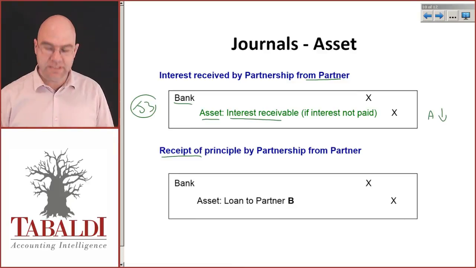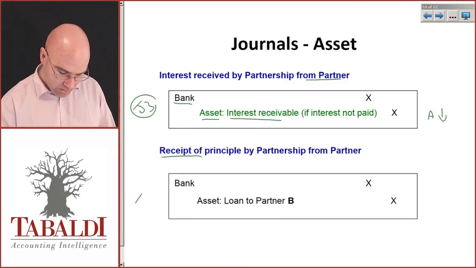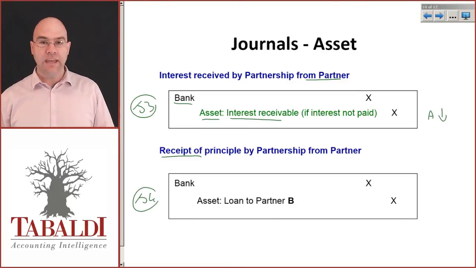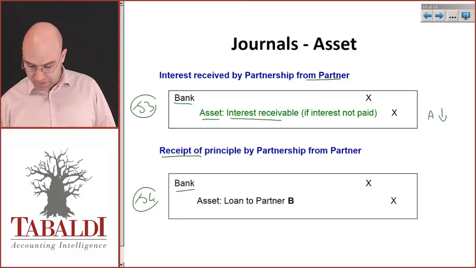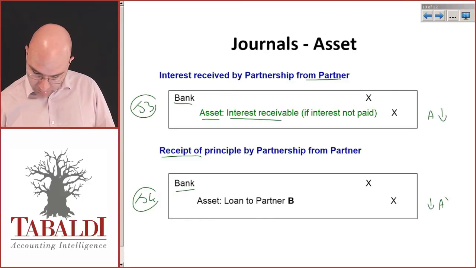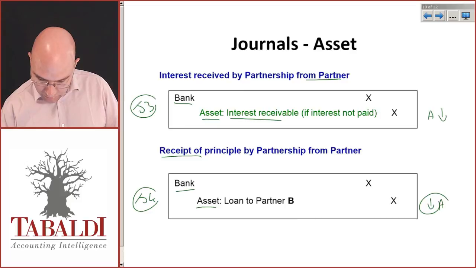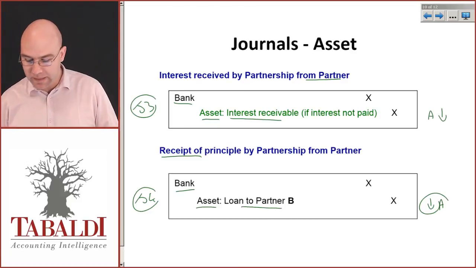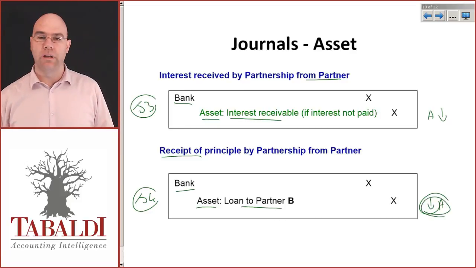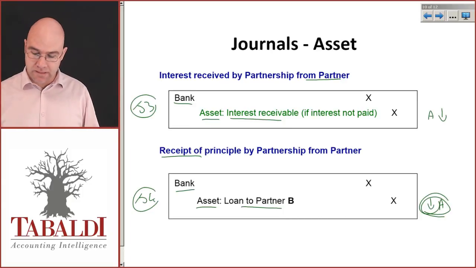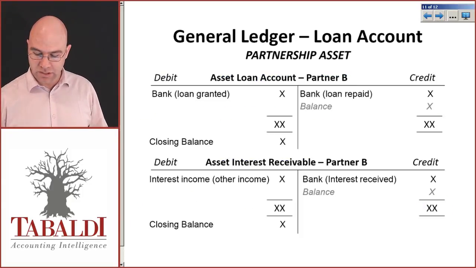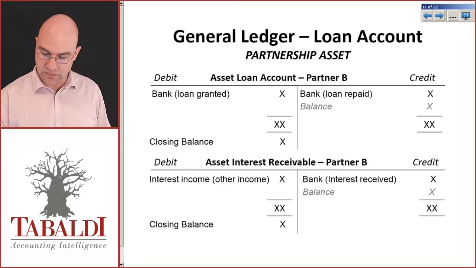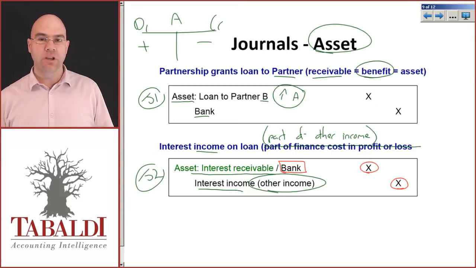Last up, there's a receipt of the principal by the partnership, journal 4, and here we debit bank and we credit the asset, the loan to partner B. Okay, we make the asset smaller. Great, let's once again post these across to our general ledger. I'm going to do that in red. Bear with me while we go back and forth.